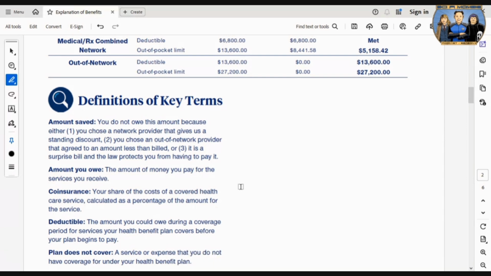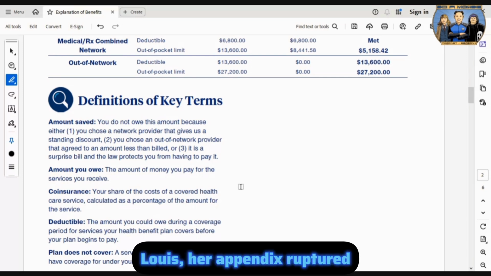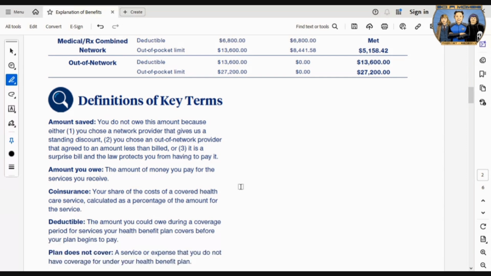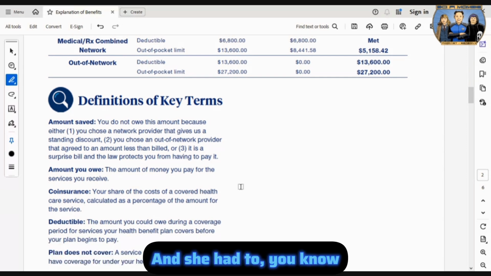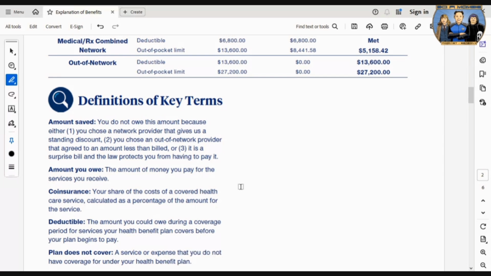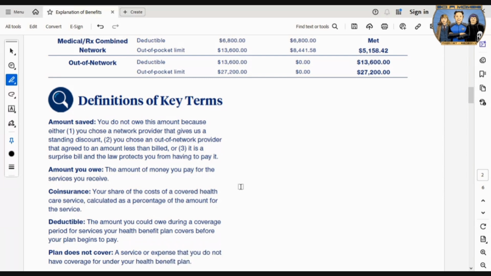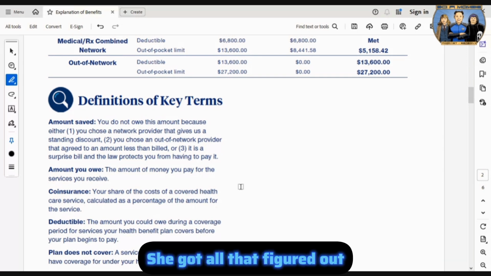And let me tell you, one time my sister got a bill for my niece. My niece had to be flown to St. Louis. Her appendix ruptured. There were no surgeons here in Springfield to care for her, and she had to go there to get help. They balance billed her for the helicopter ride to St. Louis. Can you believe that? They balance billed her for the helicopter ride. She got all that figured out, but I mean, my God, people.